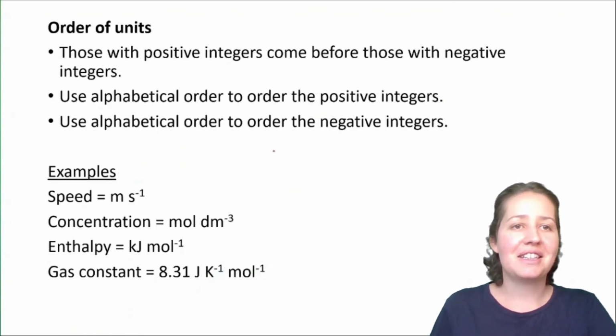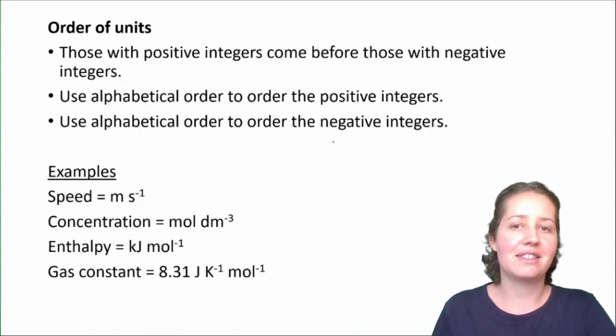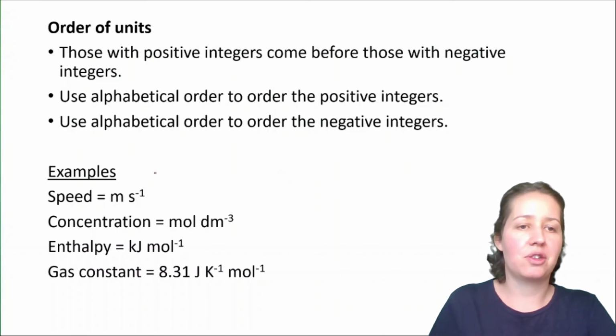When you're putting together units like this from a calculation involving multiplication or division, you need to know how to order your units. And the rule is that you put positive integers before any units with negative integers. Once you've got positive integers first, then your negatives, you put them in alphabetical order. So alphabetical order within the positive integers, and then alphabetical order within your negative integers. This is the ideal situation. Often though, as long as you have the correct unit, the exact order won't matter too much.